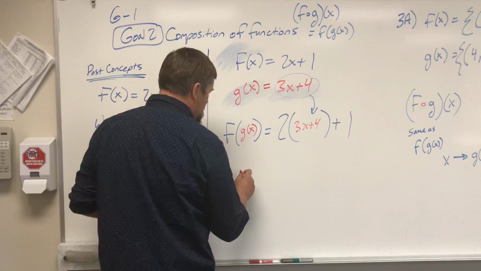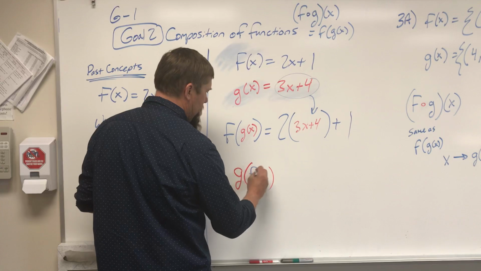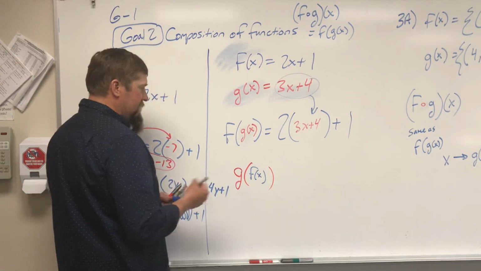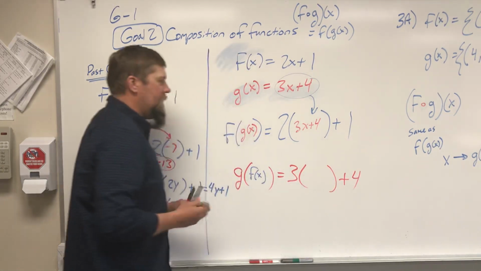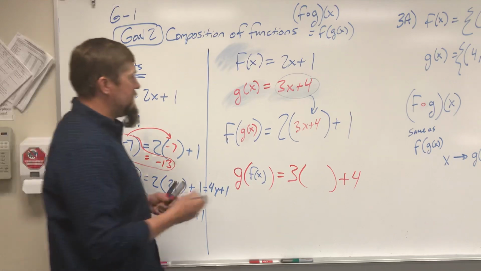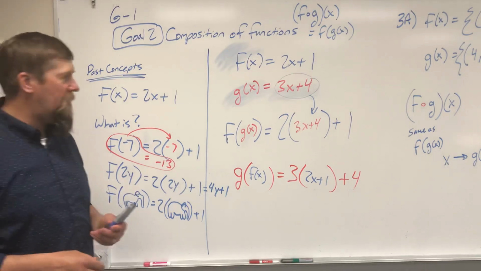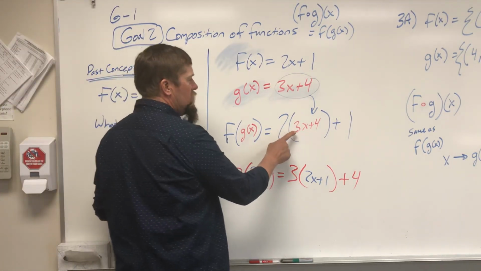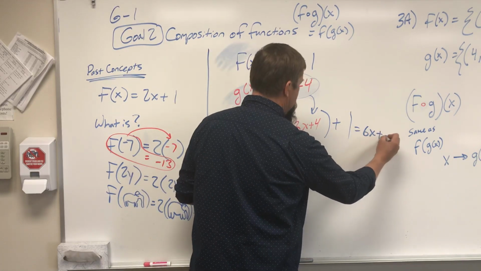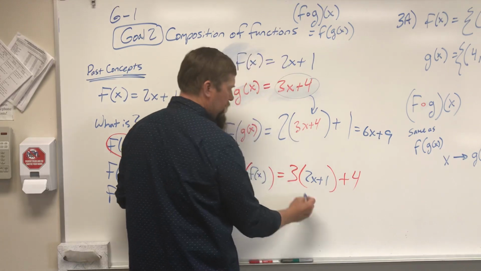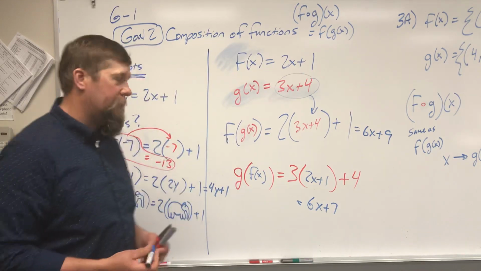Now, if I had g of f of x instead, then I am taking the g function and I am putting f of x in for that. So I put 2x plus 1 in there. And again, we have to simplify. If I simplified the first one, I'd get 6x plus 8 plus 1, so that would be 6x plus 9. This one would be 6x plus 7. So they're not the same thing.